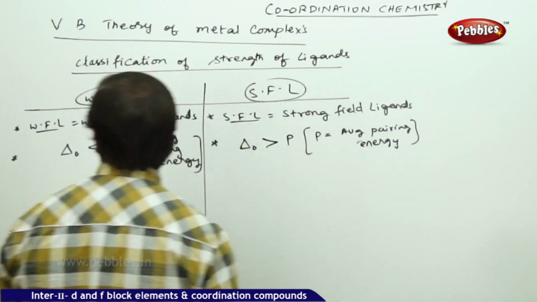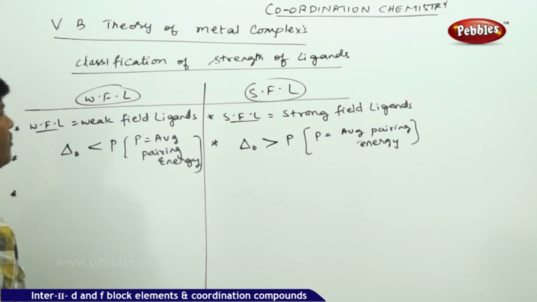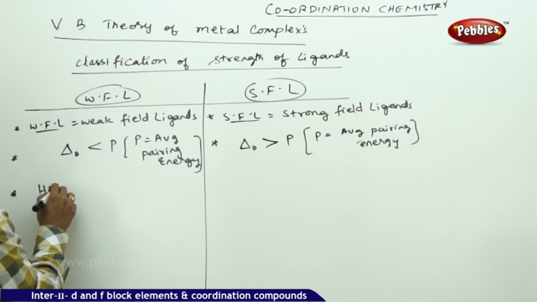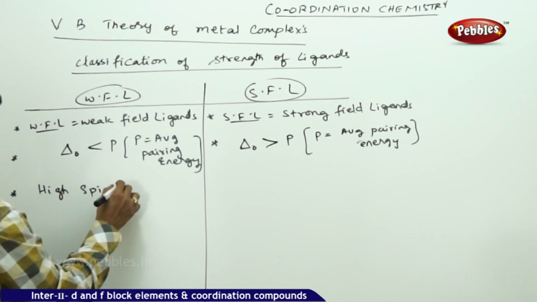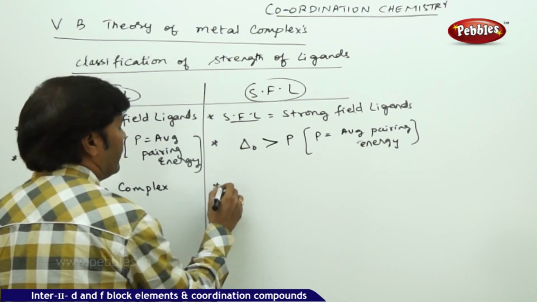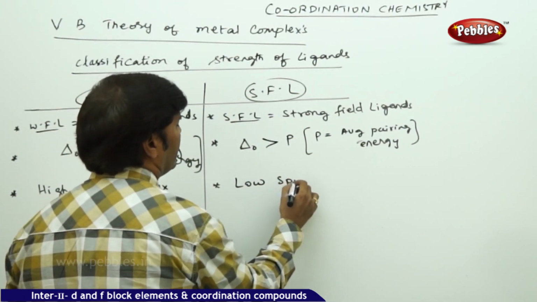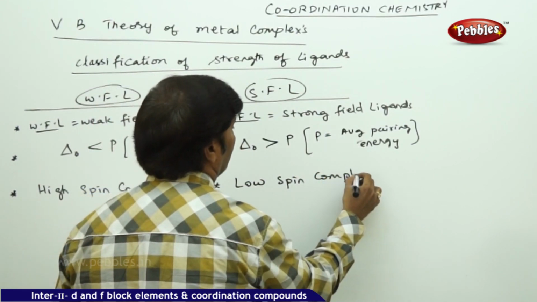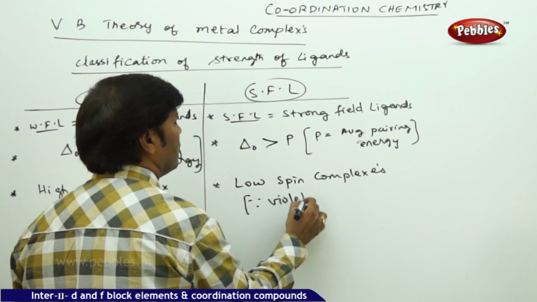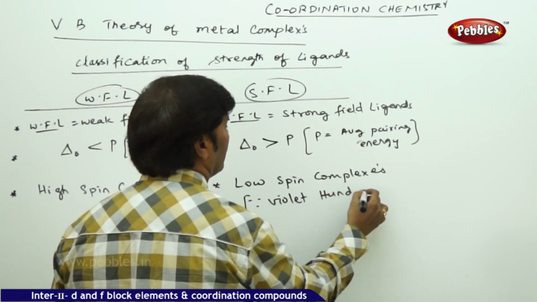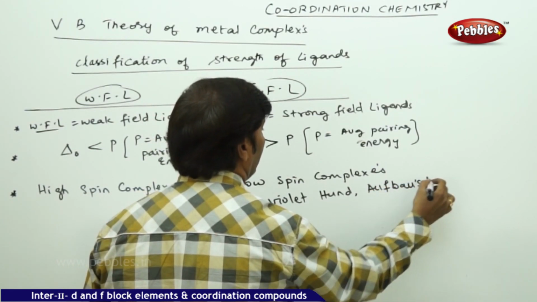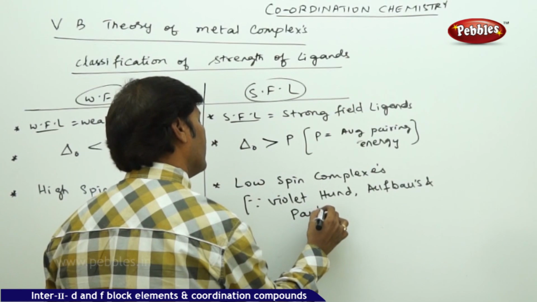So this also means that all weak field ligands form high spin complexes. Then strong field ligands form low spin complexes because they violate Hund's, Aufbau's and Pauli's exclusion principle.